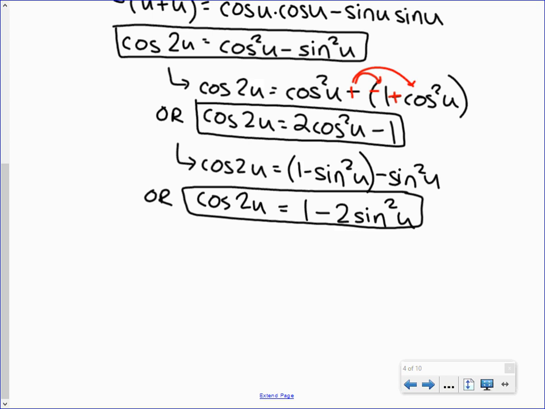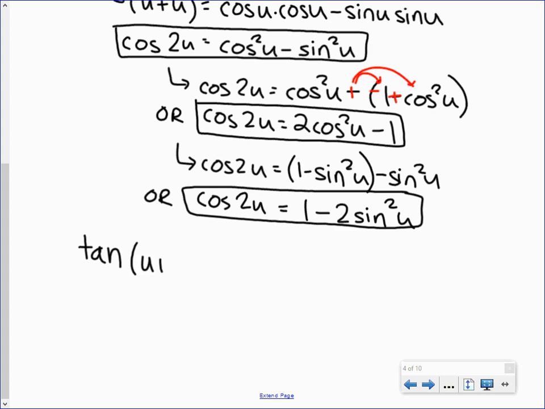Okay, so for cosine 2u, you have 3 different formulas. If you want a cosine squared and a sine squared, use that original one. Most often, you're probably going to choose one of these. I want everything in cosines, or I want everything in sines. So then you choose the one that you want. Okay, last one.